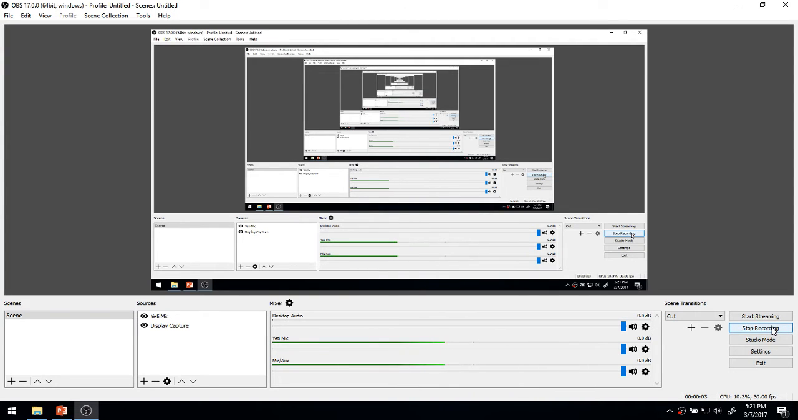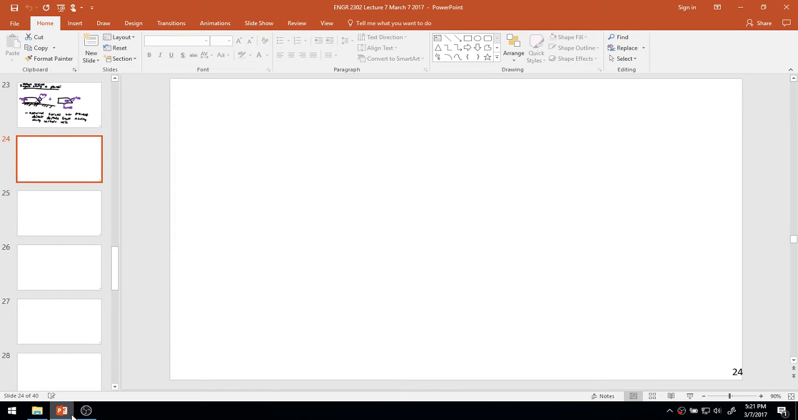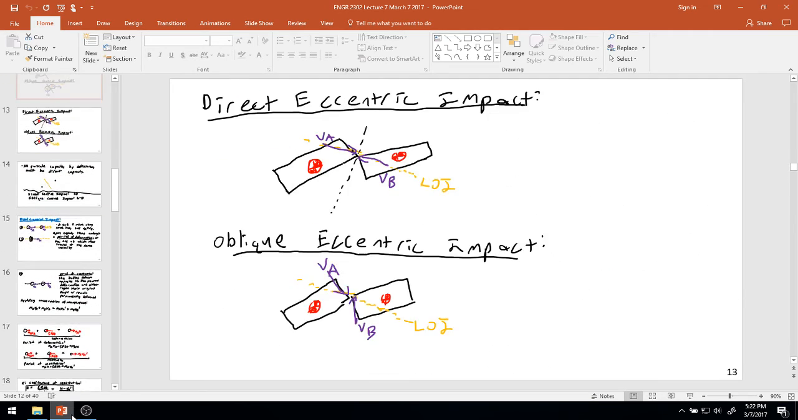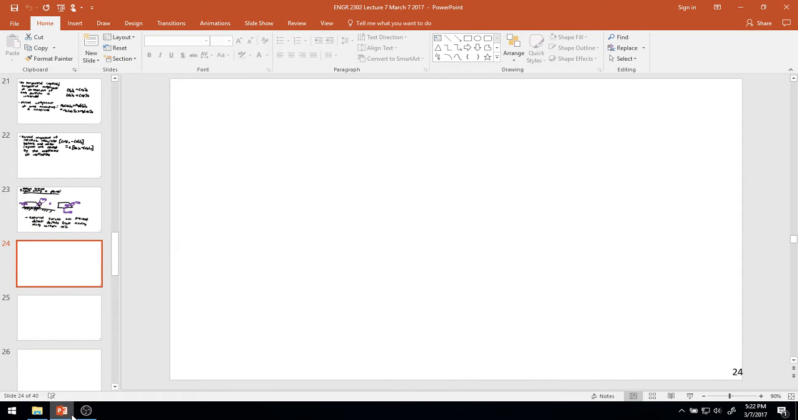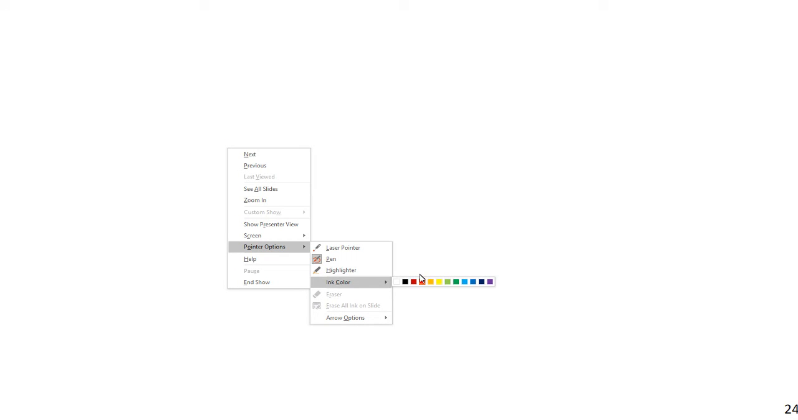So here we are again, this is going to be part 3 of lecture 7 of ENGR 2302 Engineering Dynamics. I covered the basic theory of collisions in 1 and 2 dimensions, so direct central and oblique central impact. But I would like to move on and work through a few example problems. All I'm going to do in this portion of the lecture is cover a few example problems.